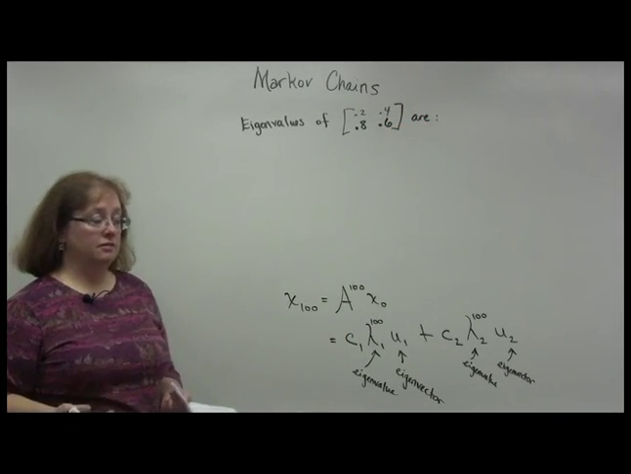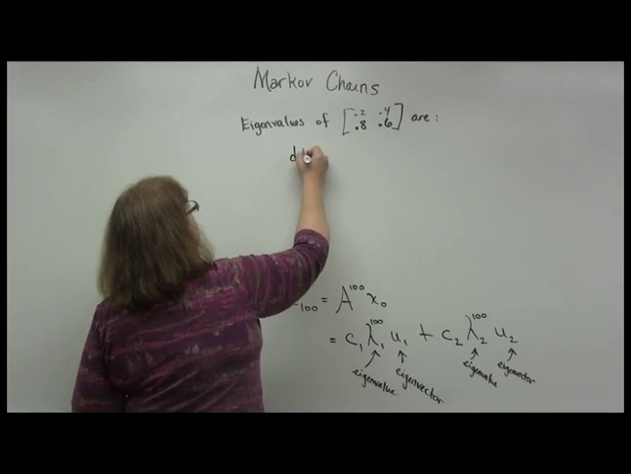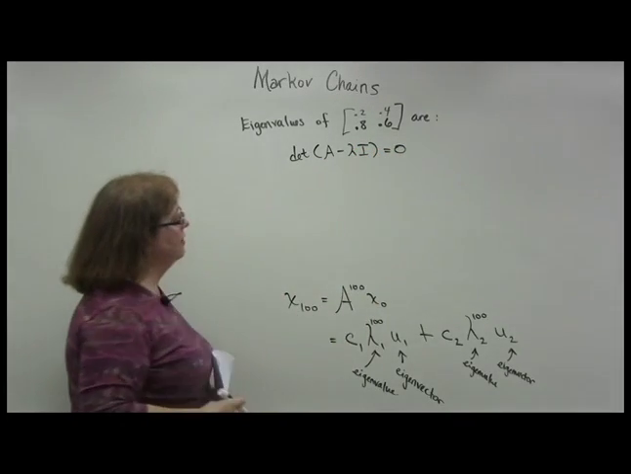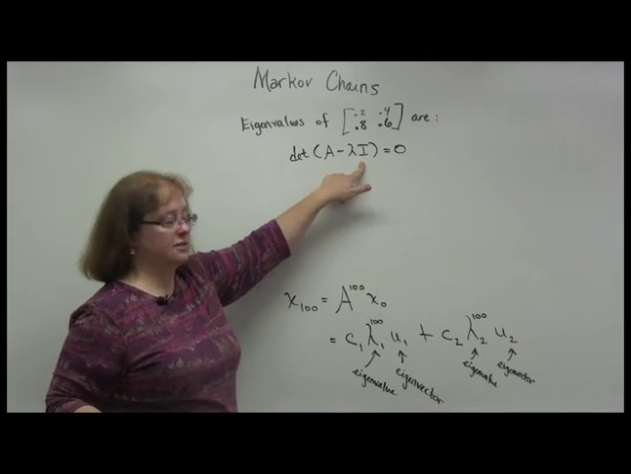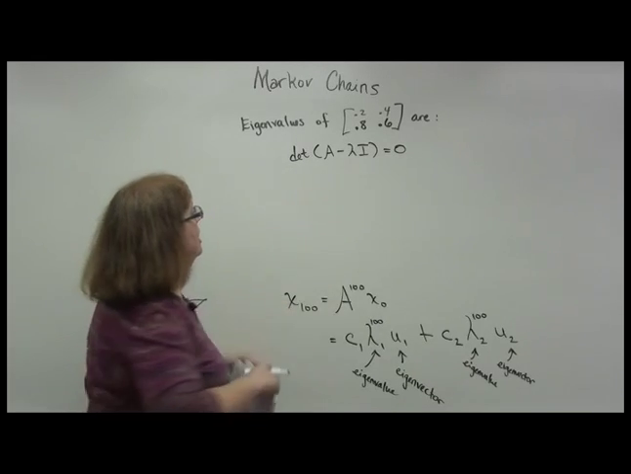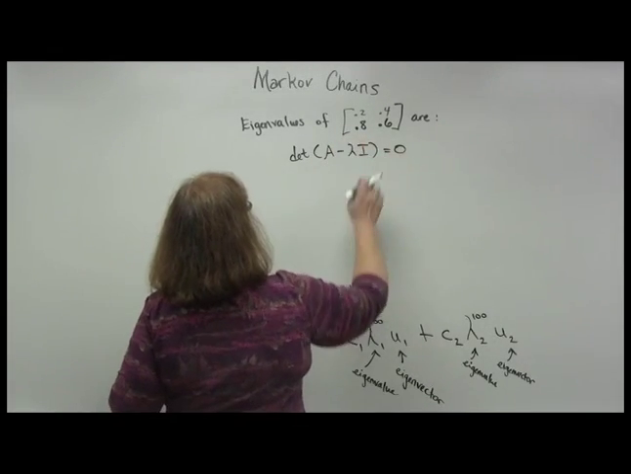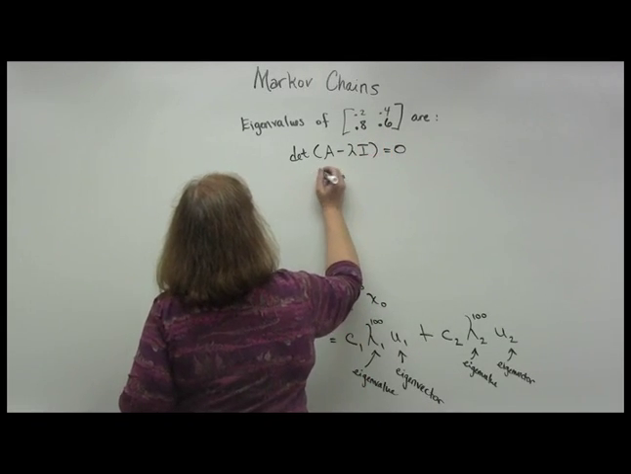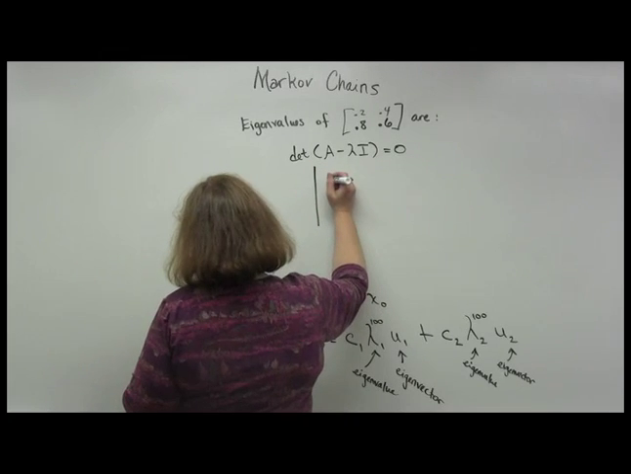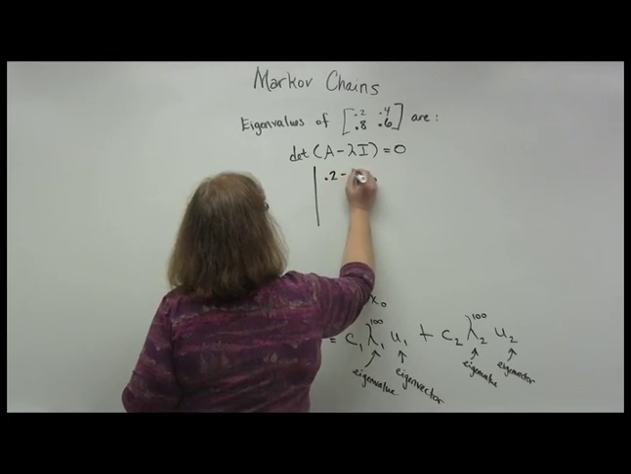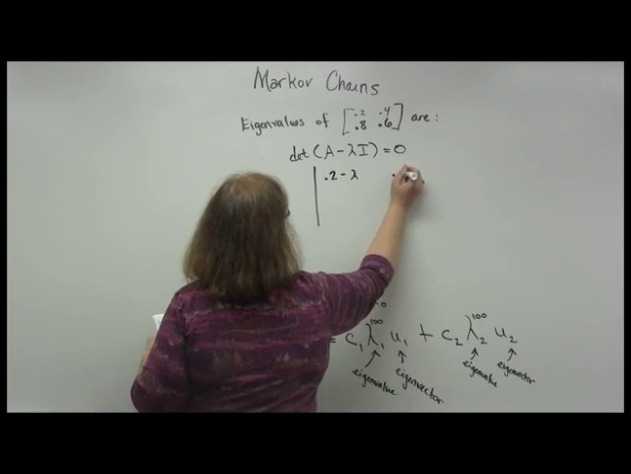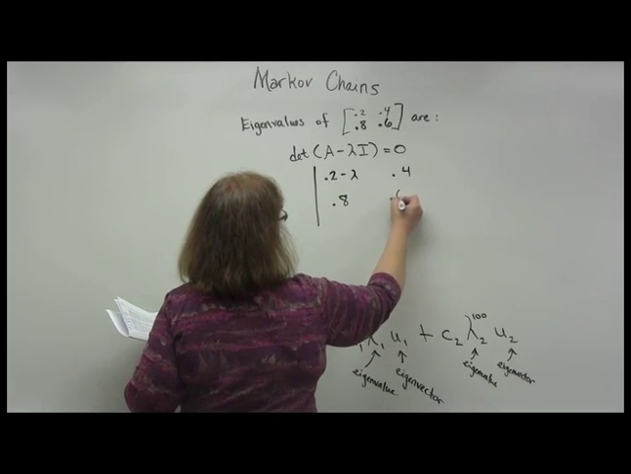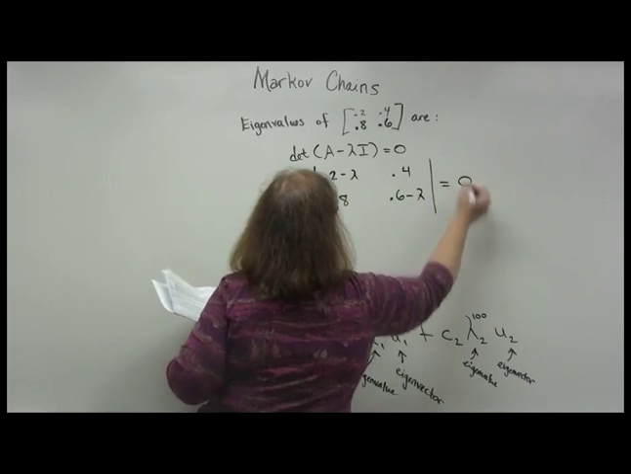If you remember, to calculate eigenvalues, what I do is I set the determinant of A minus lambda I equal to 0. And that I was the identity matrix of an appropriate size, in this case a 2 by 2 identity matrix. And so if I do A minus lambda I, where A is this matrix up here, the 0.2, 0.4, 0.8, 0.6, I'm going to get 0.2 minus lambda, 0.4, 0.8, and 0.6 minus lambda. And I want to set that determinant equal to 0.